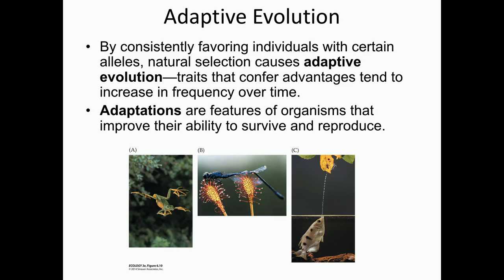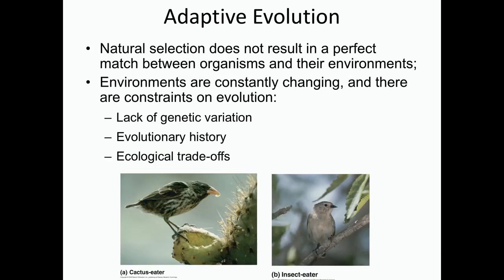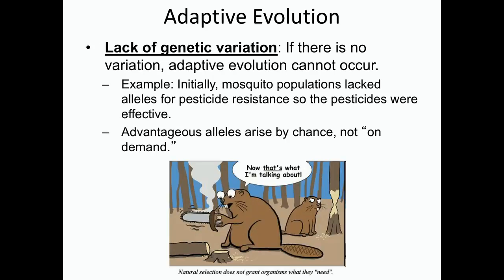So remember, this is through natural selection. It's the only one that is not random. However, it doesn't result in perfect matches. So you often get features that don't seem to be perfectly matched to their environment. And there are some reasons for this: natural selection is constrained by several things. Lack of genetic variation, evolutionary history, and finally, ecological trade-offs. So the last thing we're going to do in this video is briefly talk about these three factors. So, genetic variation.